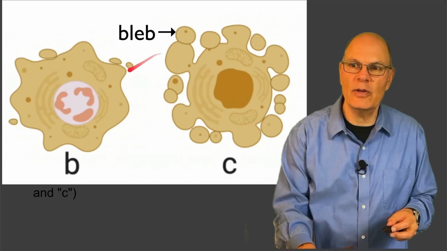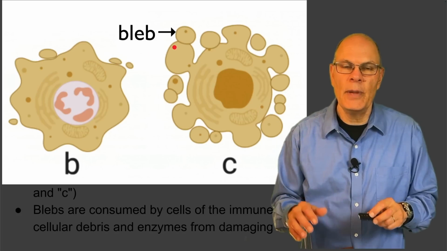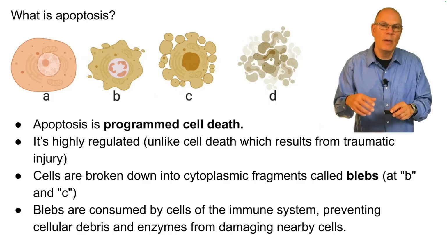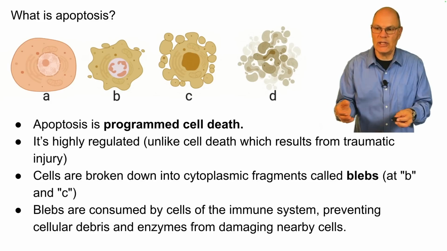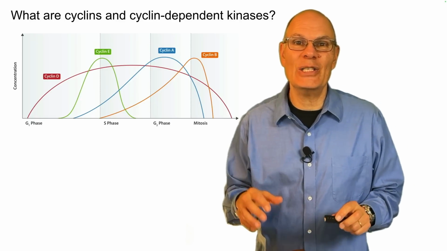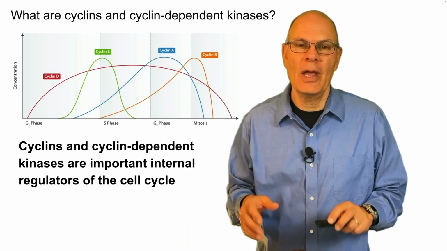You can see some of those over here and over here. And blebs are consumed by cells of the immune system, preventing cellular debris and enzymes from damaging nearby cells. What are cyclins and cyclin-dependent kinases?